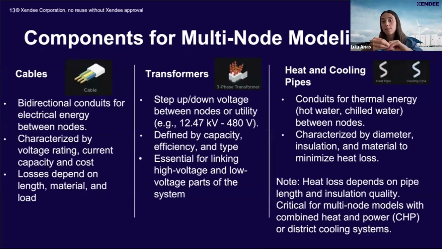how the system behaves. On the thermal side, we have heat and cooling pipes that transport hot or chilled water, critical for systems, for instance, with combined heat and power, and their losses depend on length and installation quality. Technologies like solar, batteries, generators are also assigned to specific nodes, allowing for more precise placement. Together, all of these components let you model both electrical and thermal energy flows for a more holistic design.